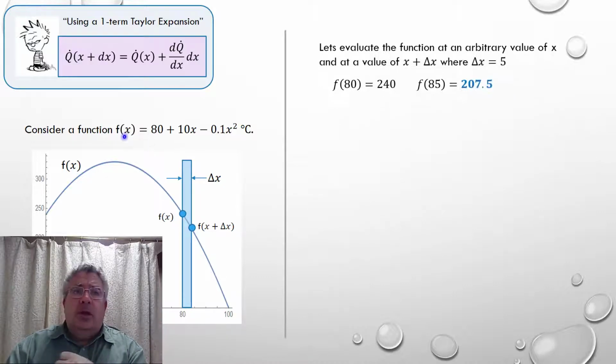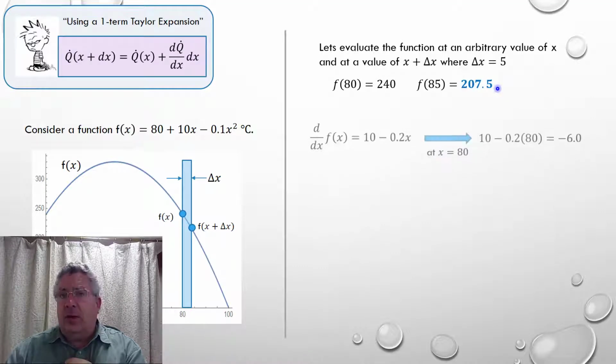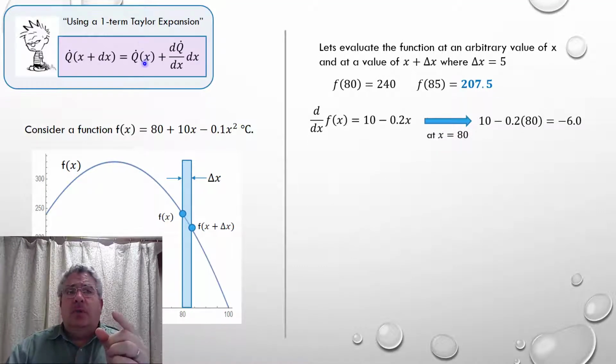So if I have this function and I evaluate it at 80, right? So 240. And then if I say I want to evaluate it at x plus dx, I'll let dx be 5. So we would evaluate it at 85 and we get 207.5. All right, now this term over here, right, would be 240.